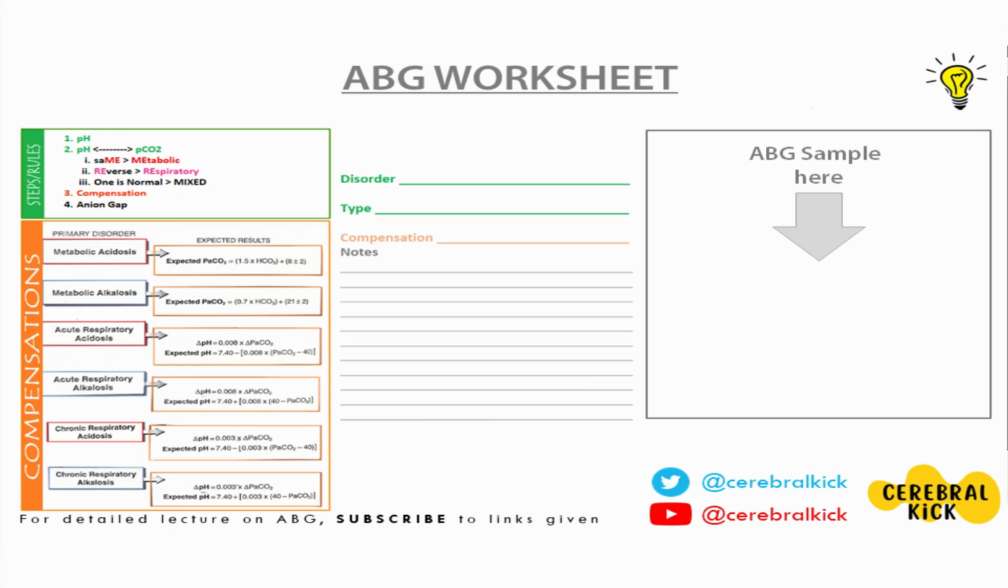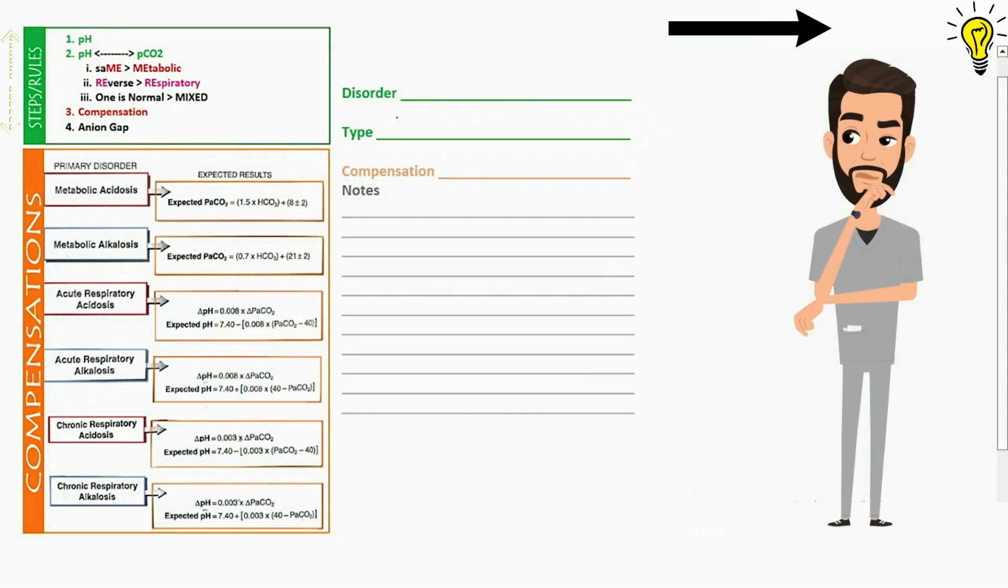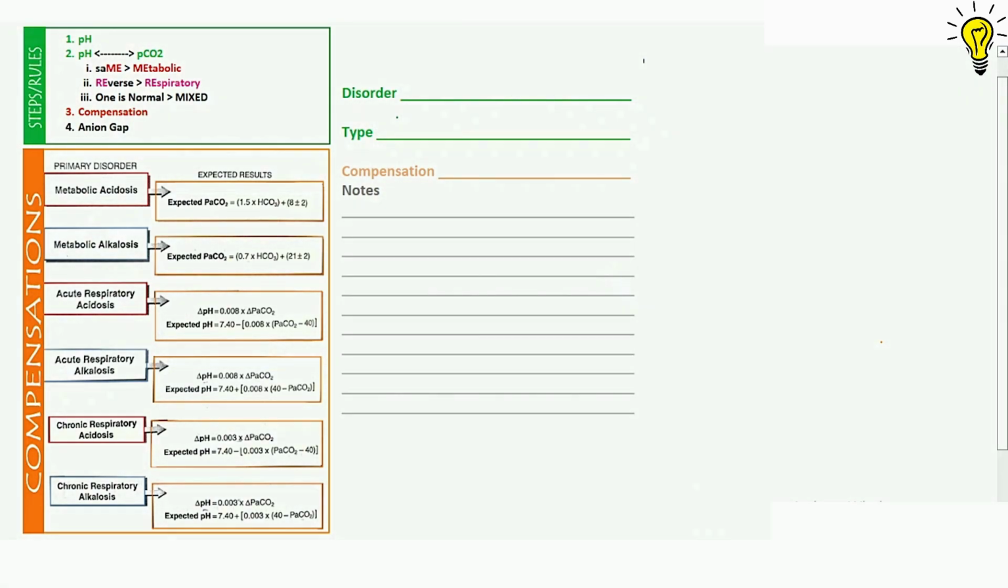This is a small worksheet that I have devised to interpret ABGs. It has the steps and the rules on the left upper corner, the compensatory equations on the left lower corner, and the diagnosis panel in the middle. You can print it and use it for practical purposes in your hospitals. Let's add an ABG strip to it now and start interpretations.